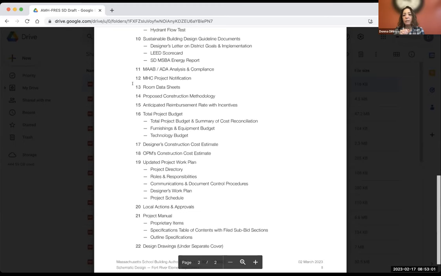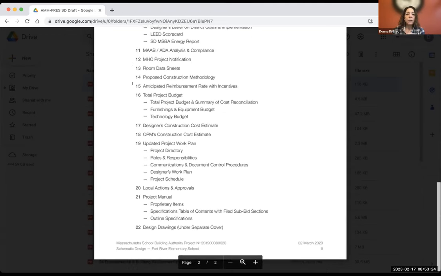The room data sheets are all the hard work that we've done leading up to this with all the detail within the rooms and the spaces. The construction methodology was a kind of late add last night, but that's just stating that the district has decided to go with a general contractor versus a CM at risk.